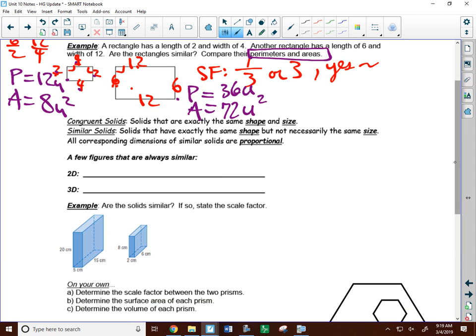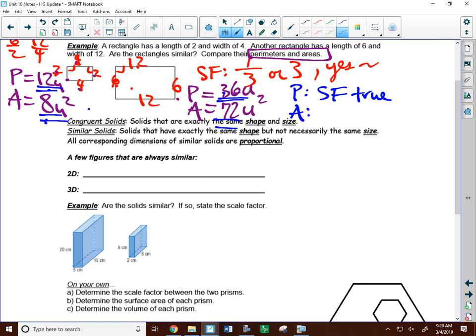Now, the reason I did that, I wanted us to look at the relationship between perimeter and area and see if it follows the scale factor. So how about perimeter? Between this one and that one, does that follow the scale factor? 12 to 36 would be times 3, or in this direction times a third. So I'm just going to write: perimeter, scale factor, still true. How about the areas though, 8 to 72? Does the scale factor still work there? No. Does anybody see what the relationship is?